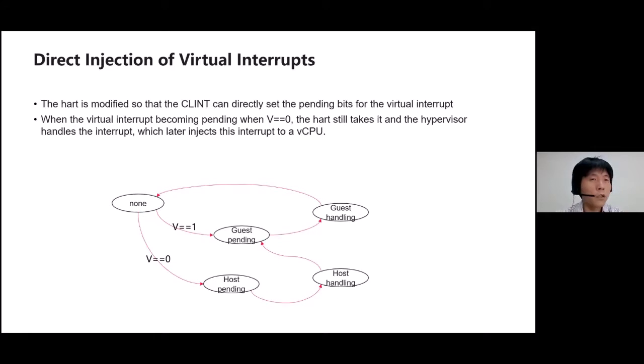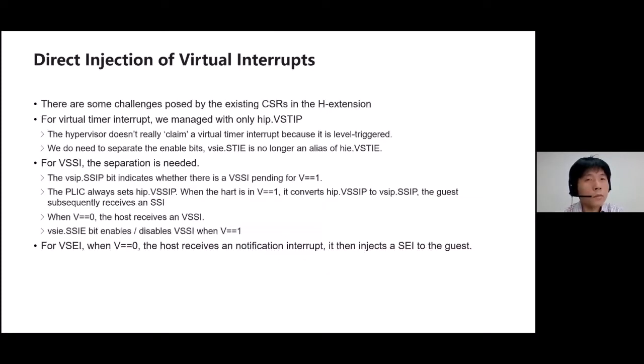Because even if the host claimed the virtual interrupt, the handling does not finish. The virtual interrupt should still remain pending for the guest. So to differentiate the pending states of the same virtual interrupt for the hypervisor and the guest, we need to introduce additional bits. Different types of interrupts need to be treated differently.